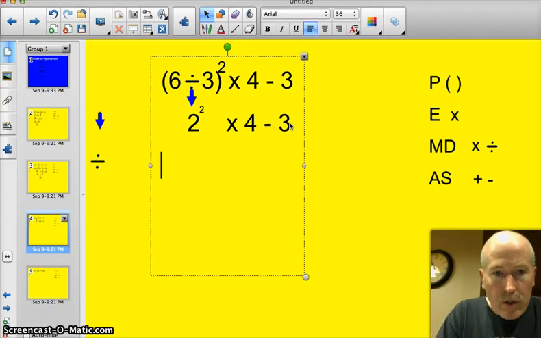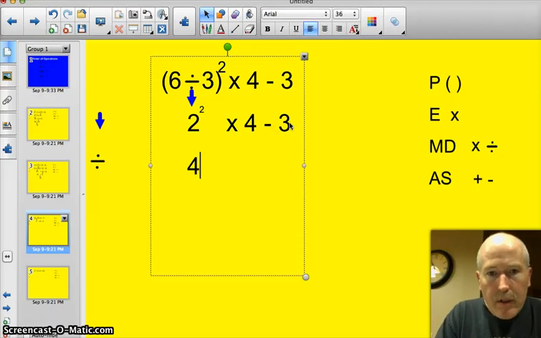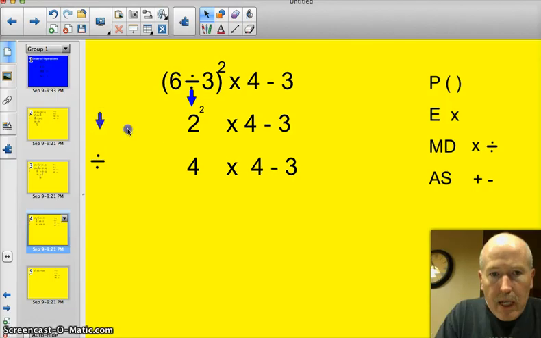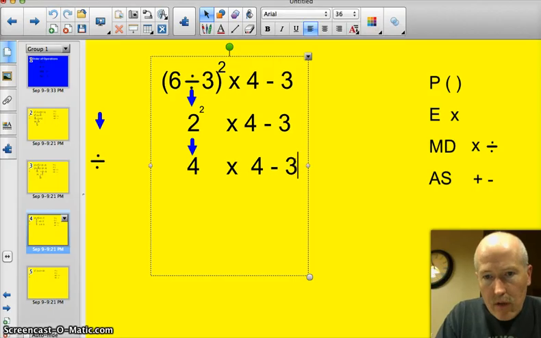2 squared, of course, is 4. Now I've got times 4 minus 3. All right, what am I going to solve next? Well, I did my exponent. Now I've got a multiplication, I've got a subtraction. According to the order of operations here, multiplication comes first. So I'll go ahead and solve that.